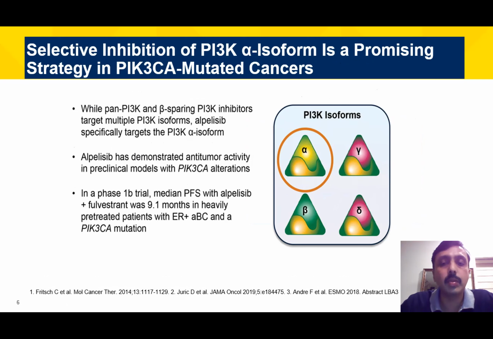There were various types of drugs developed, like pan PI3 kinase inhibitors and beta sparing inhibitors. Alpelisib is unique in that it binds to the PI3 kinase alpha isoform alteration, so the side effect profile is actually better with this drug. And there was a phase 1b trial which was reported in 2014, which showed that the median PFS with alpelisib plus fulvestrant was almost 9 months in a heavily pretreated group of ER receptor positive patients with this mutation. That was the basis of alpelisib being used in this subset of patients in comparison to the other pan PI3 kinase inhibitors.